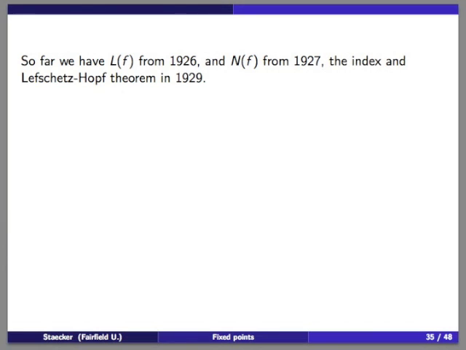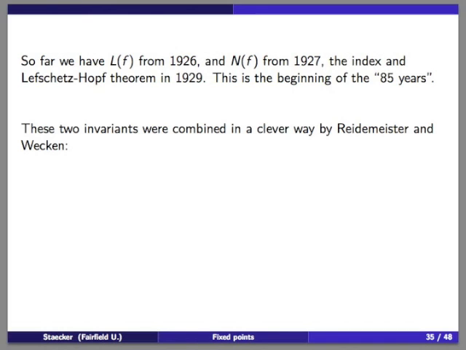Back to the show. Okay, so we talked about the Lefschetz number, 1926, the Nielsen number, 27, and the fixed point index and the Lefschetz-Hopf theorem. So this is the beginning of what I call the 85 years of Nielsen theory.